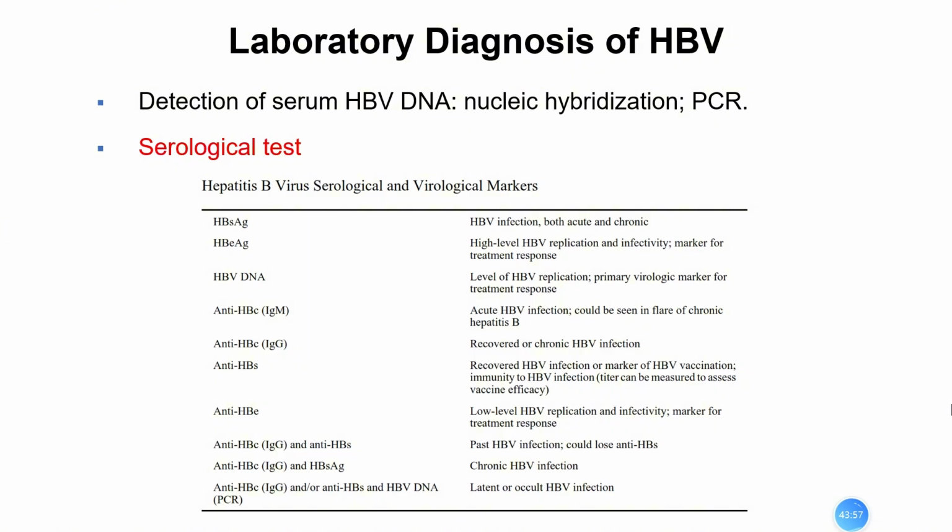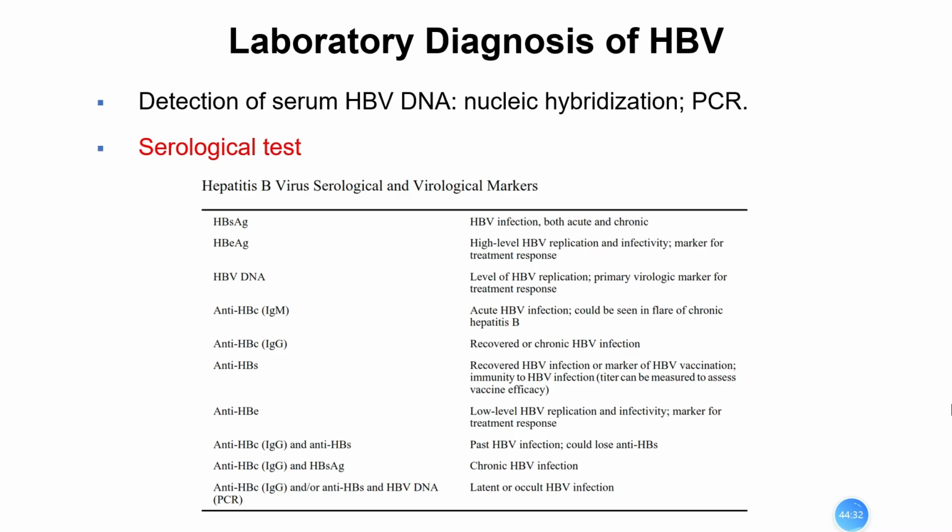Okay, and anti-surface antigen can be complicated. If a person was previously infected by HBV, there should be anti-surface antigen. Okay, and if you are immunized, you should have this antibody, because in the HBV vaccine, we use the surface antigen as the vaccine. Okay.